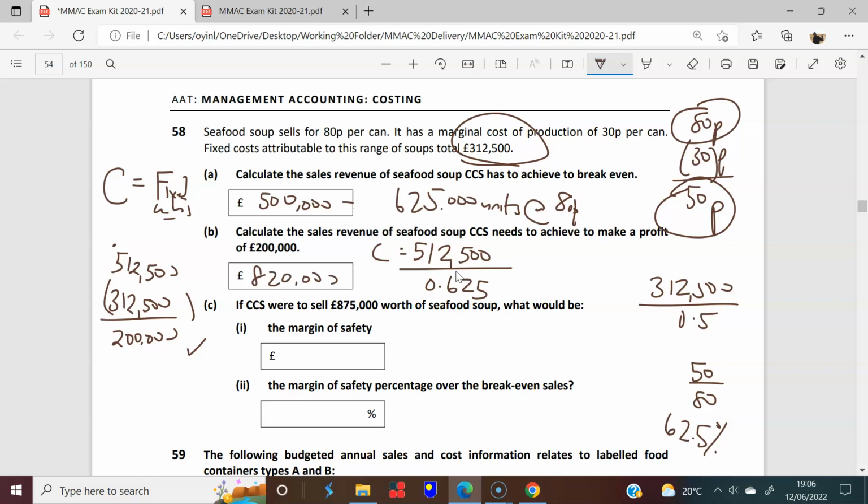But the first point is you have to kind of go backwards. Go back and find the contribution first. And then look at that relationship between contribution and sales. It's always a constant relationship, right? It doesn't change, right?